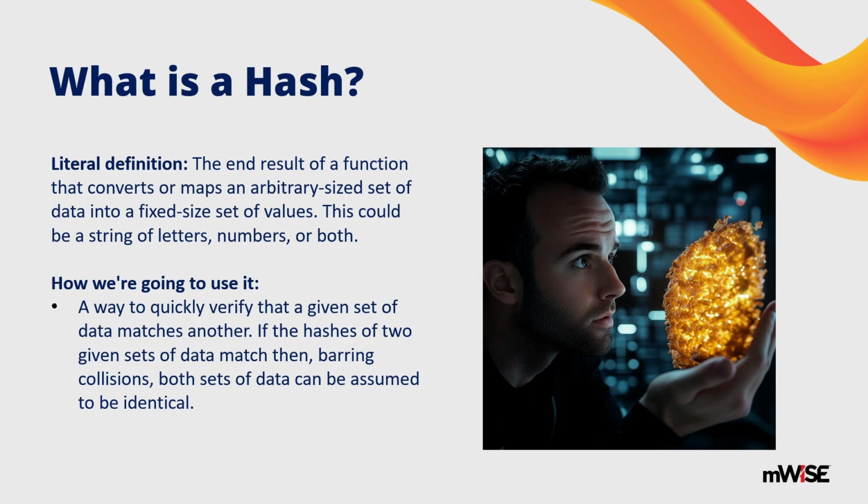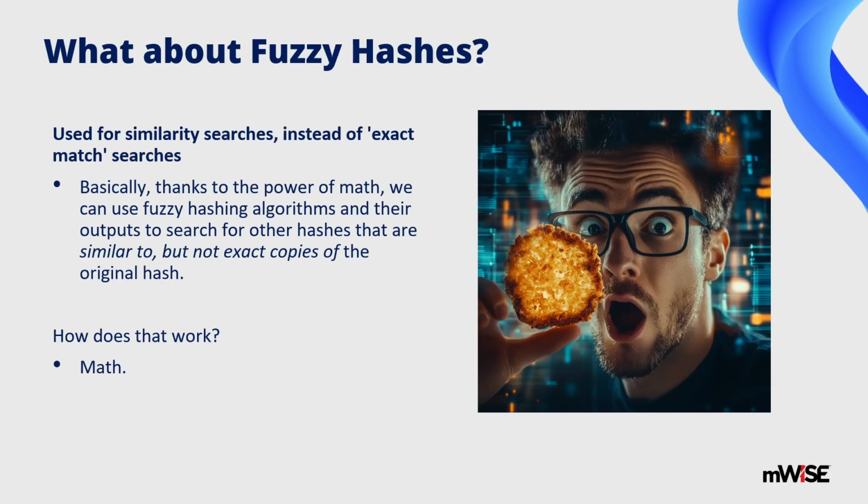But what we're going to do today is use it to quickly verify that a given set of data matches another set of data. So if the hashes of two sets of data are the same, then barring collisions, which are mathematically extremely unlikely and can be investigated, they can be assumed to be identical. And that means we can match them, right? I'm going to keep saying match because it's super fun. This is the last slide that I have with somebody super excited to see a hash brown, but I just love that slide.